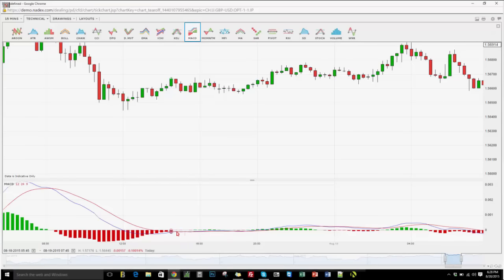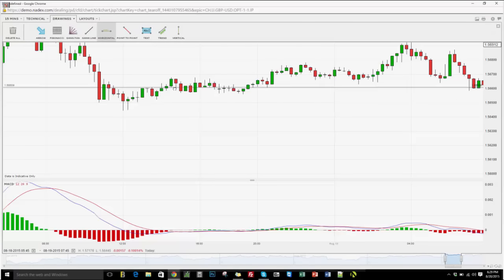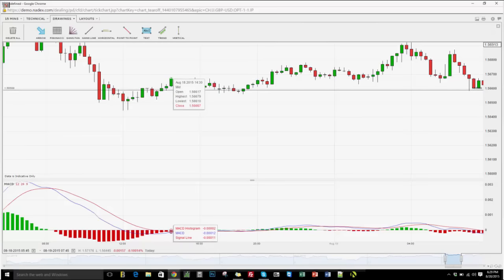Okay, so here, after 12 o'clock, we had a cross. It wasn't very much of a cross, okay? It kind of tested along here. But if you entered right when it occurred, here, you would have chosen the low. Okay, so right around there, 1.56589, and at 1.56589, it would have expired in the money, but very, very close.